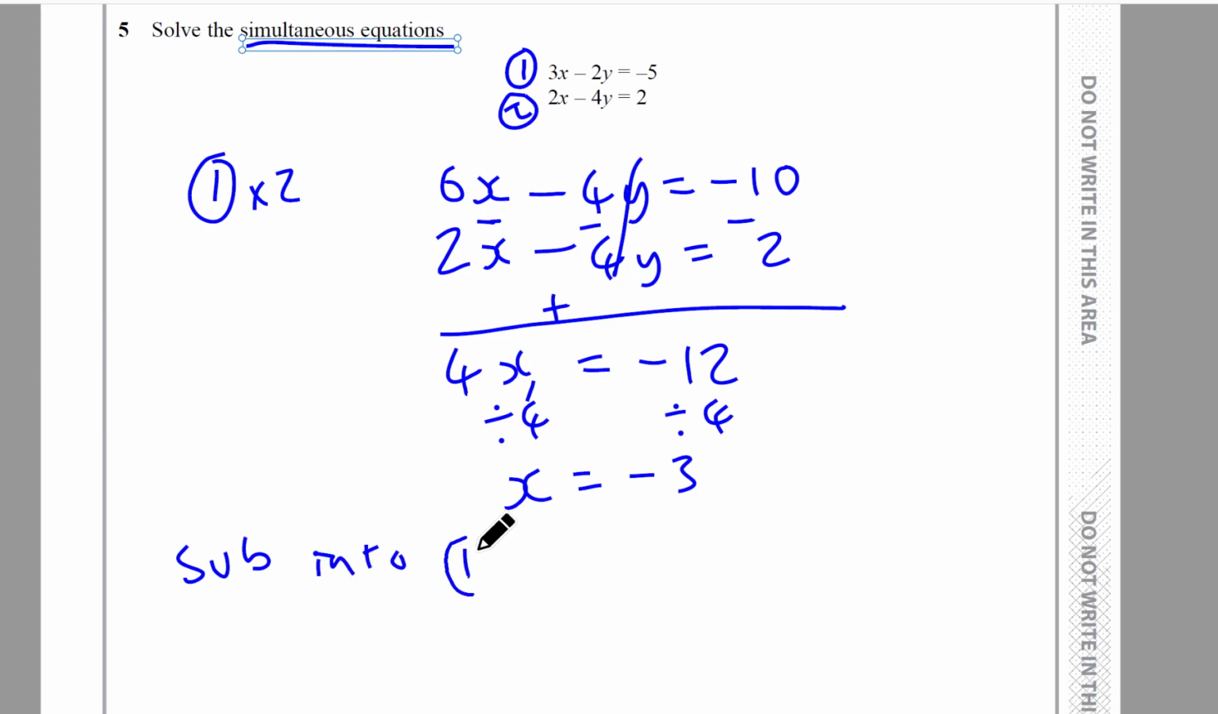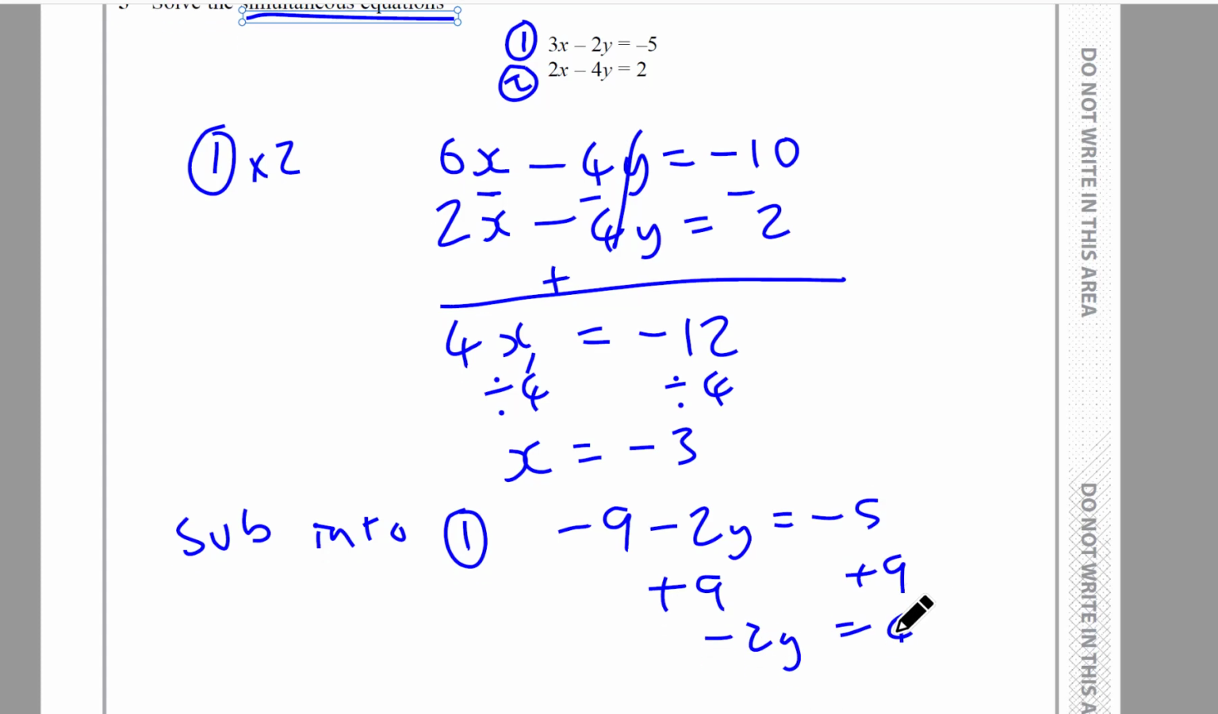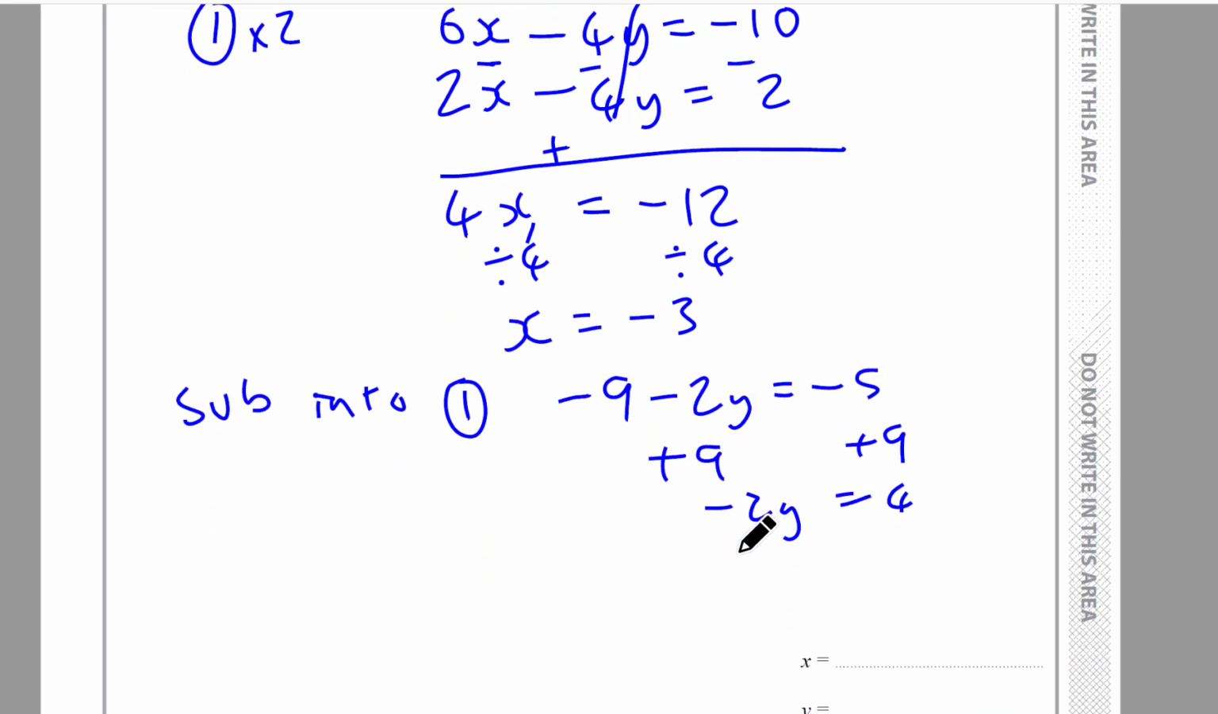It doesn't matter in this case. I'm going to sub that into 1. 3 times minus 3 equals minus 9, minus 2y equals minus 5. We're going to add 9 on both sides, so we're going to get minus 2y equals 4. Now we don't want negative terms of y, so we're going to divide both sides by minus 2, so that gets rid of the minus 2, and a negative divided by a negative makes a positive, so y would equal minus 2.